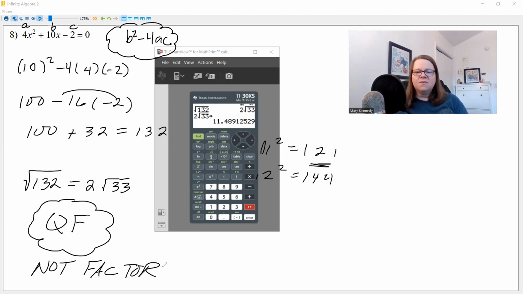Okay, so that is an example of how this works. Did I spell it right? Factorable. I think so. Okay.